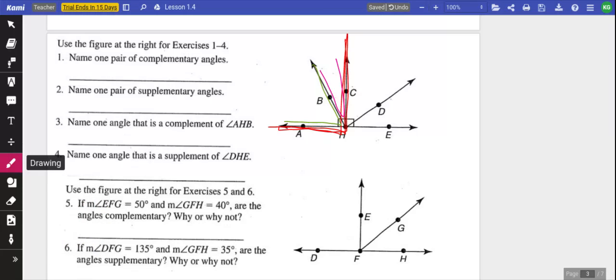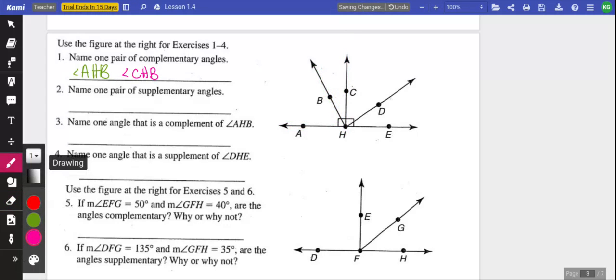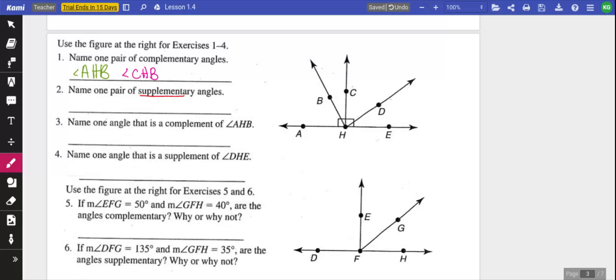So the one in green is angle AHB. And the one in pink is angle CHB. I could have also used the other side of this right angle on the other side. And so I could have said CHD and DHE. Name one pair of supplementary angles, so ones that make up this 180 line.